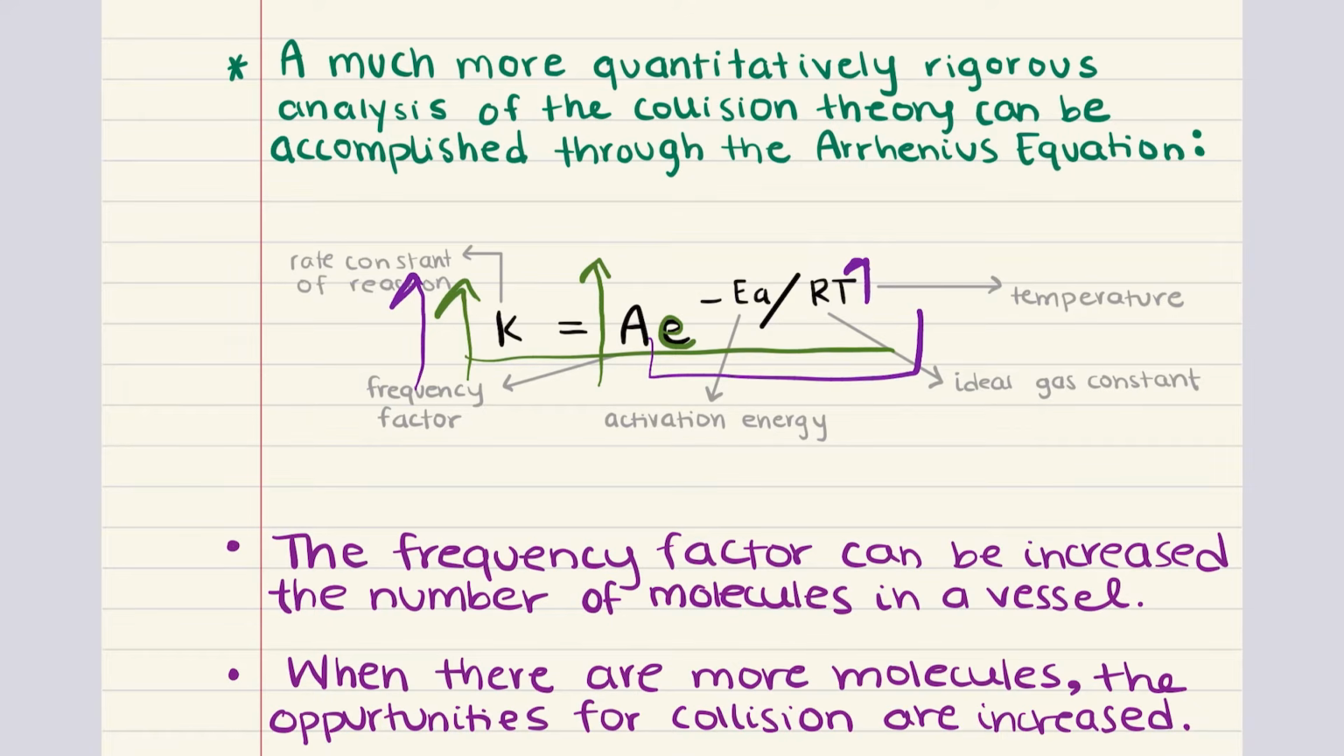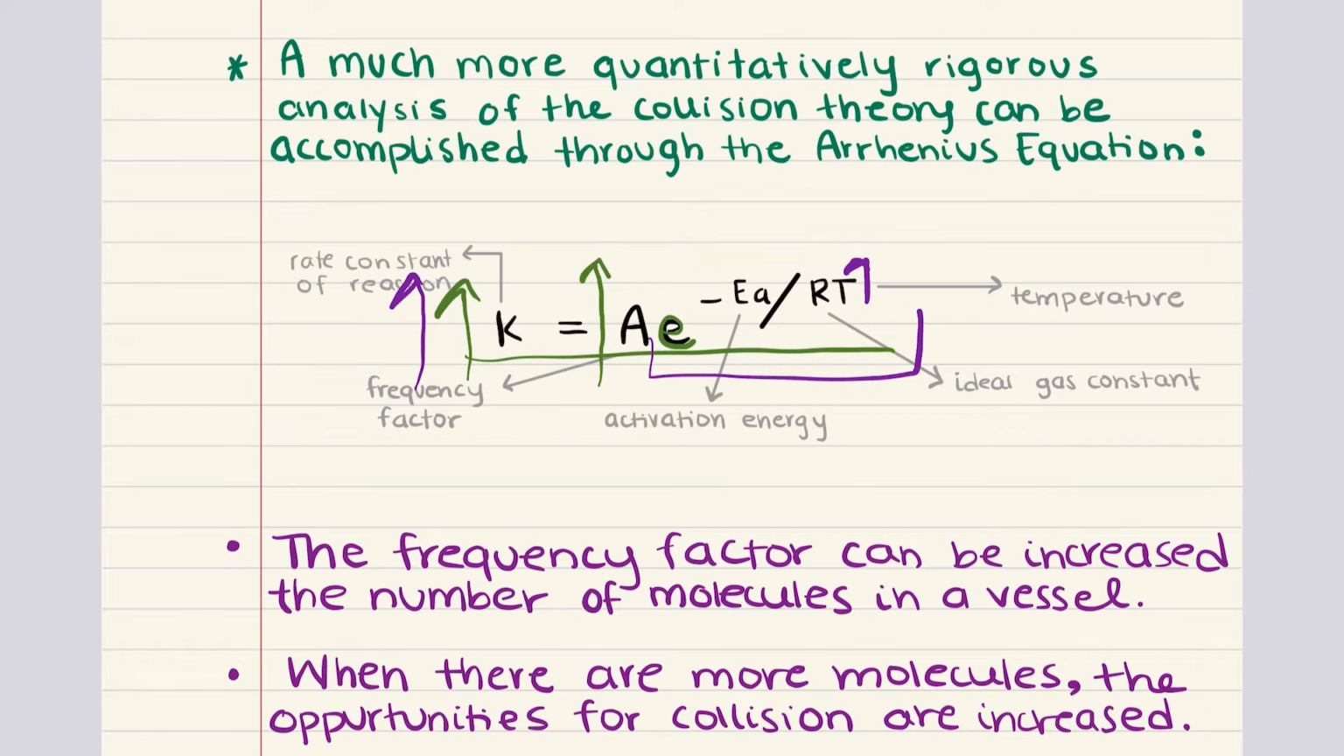Okay, so in short, the factors influencing collision frequency are the frequency factor, which can be increased by raising the number of molecules in a vessel. More molecules means more opportunities for collisions. The other factors influencing collision frequency are concentration and temperature. Higher concentrations and temperatures lead to more collisions and consequently higher reaction rates.